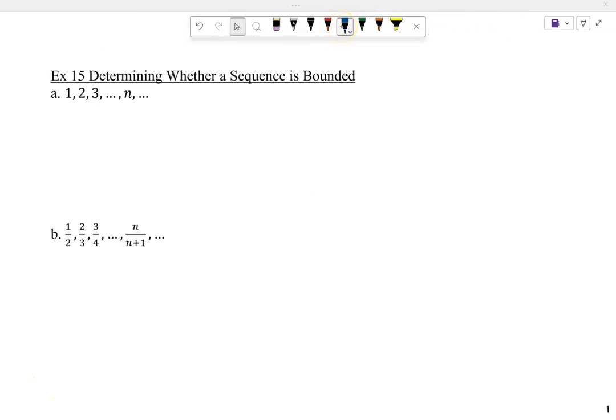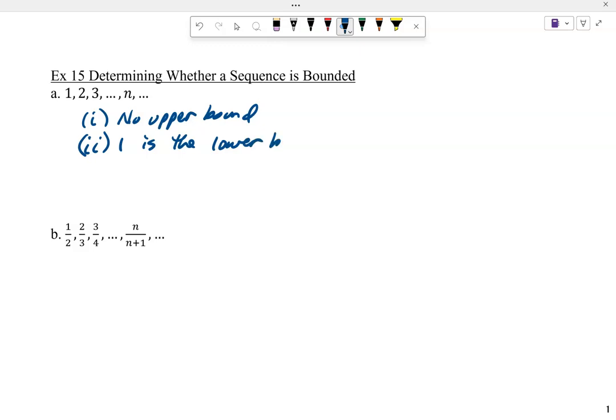Good problems for you to try. Determine whether the sequence is bounded. Again, to be bounded, it's got to be bounded above and below, right? So if you're looking at this 1, 2, 3, dot, dot, dot, notice it just keeps getting larger. So there's no upper bound. Is there a lower bound? Yeah. 1 is the lower bound. We could call that the greatest lower bound, if you will. So yeah, overall not bounded. Got to be bounded above and below.